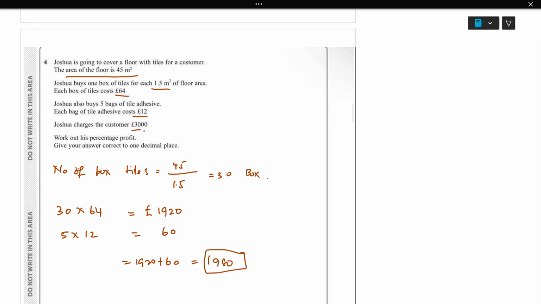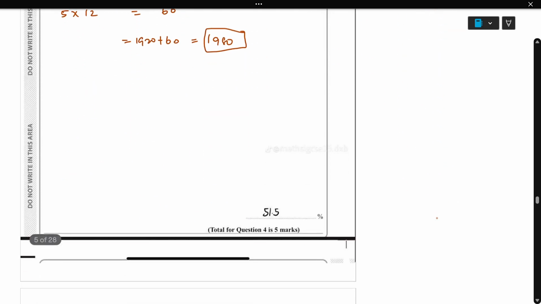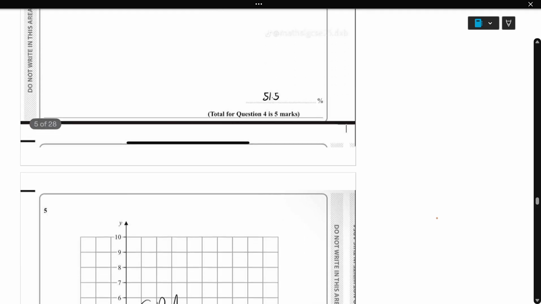Now he's charging 3000 to the customer. Work out the percentage profit. First we need to find the profit. Profit is 3000 minus 1980, over the spending amount, 1980, times 100. That's it. The answer is 51.5. That's the answer, 51.5 percent, which is written already.